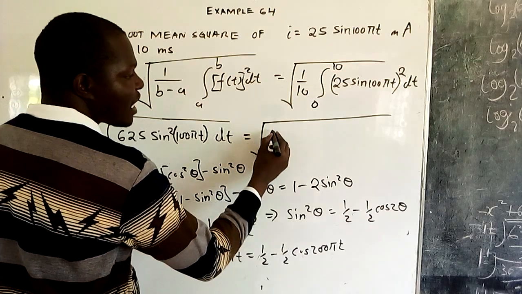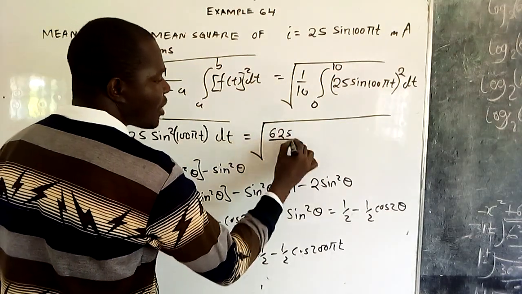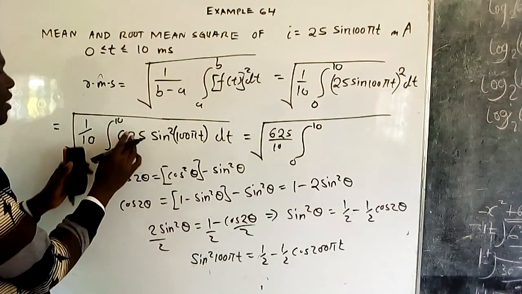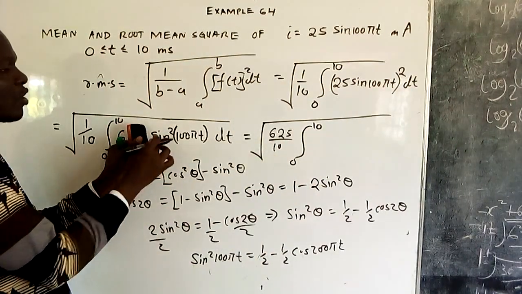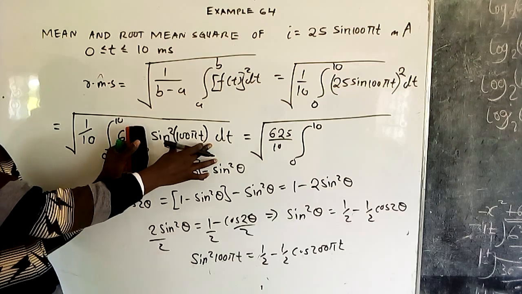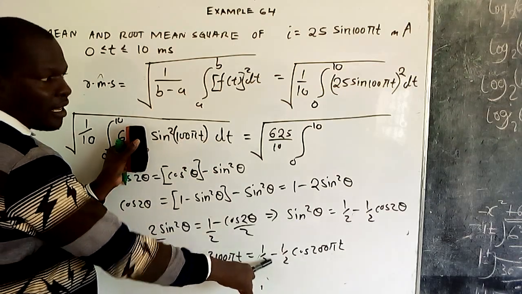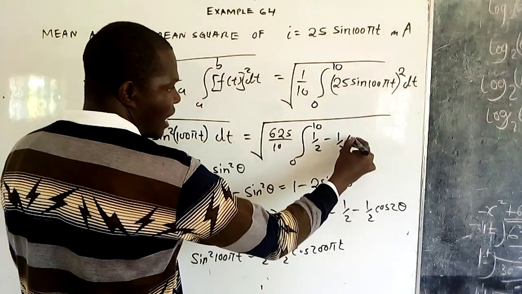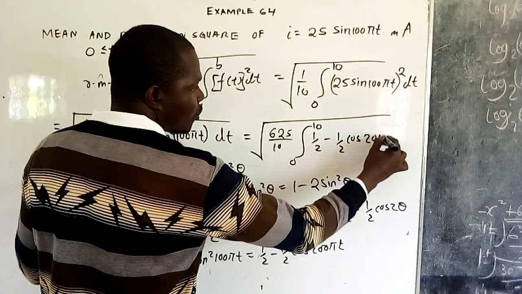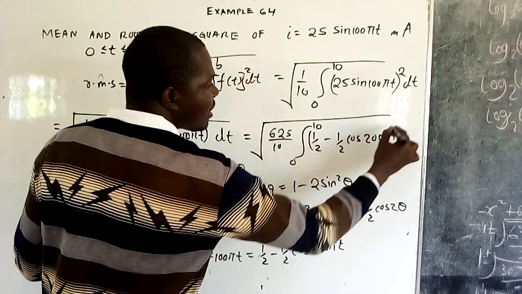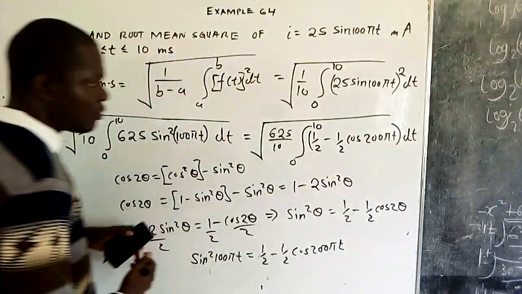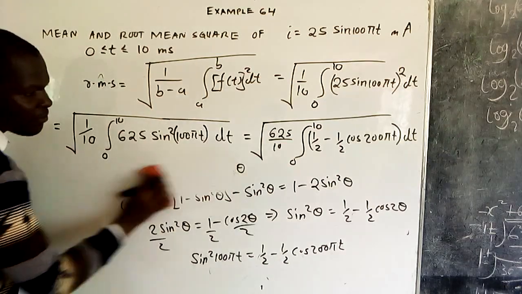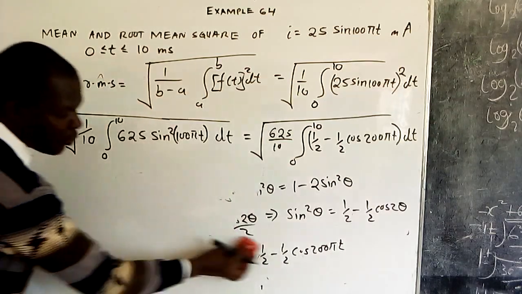If you factorize the constant outside, 625 over 10, then we are integrating from 0 to 10. Inside, after factorizing this outside, we are left only with sine squared 100 pi t, which we found to be a half minus a half cos 200 pi t. Then we integrate the whole of that with respect to dt. So we are done with all this rough work. We can now proceed with what we were doing.